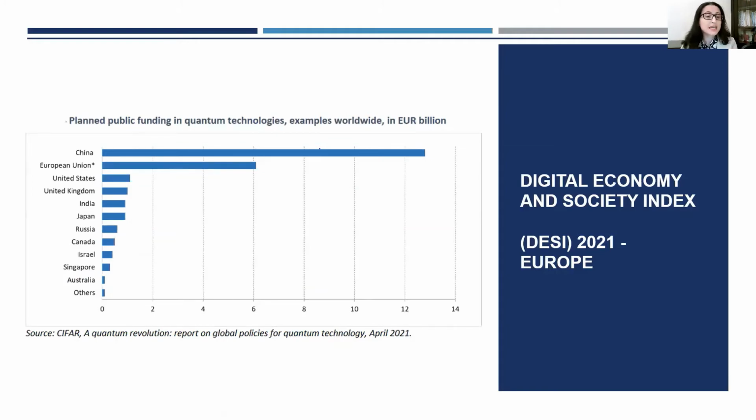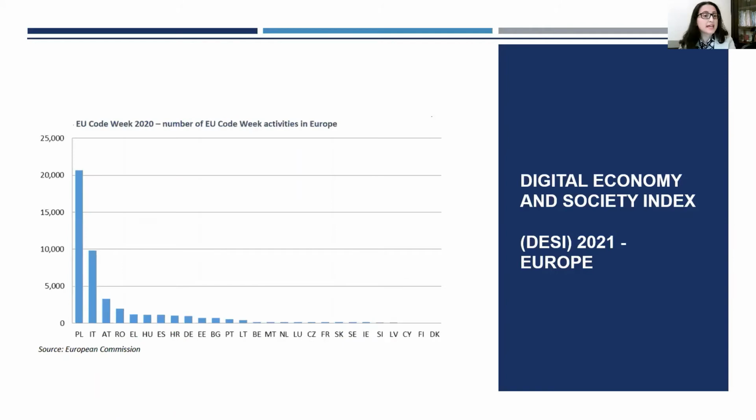worth of attention. And also, for example, for the planned public funding in quantum technology, only China, the European Union comes the second, China is the first, United States is the third, United Kingdom is the fourth, India is the fifth, and so on. So we can see that there is a shortage as well of those countries, and also a huge variance among these countries in the quantum technologies. And for example, in the Code Week that took place in 2020, we can see the huge discrepancies between those countries. It's only Poland that had this huge number of participants or week activities, more than 20,000, whereas the other countries were so much below that.